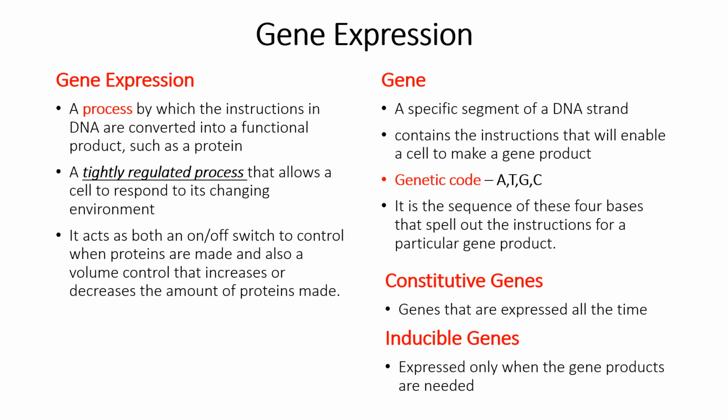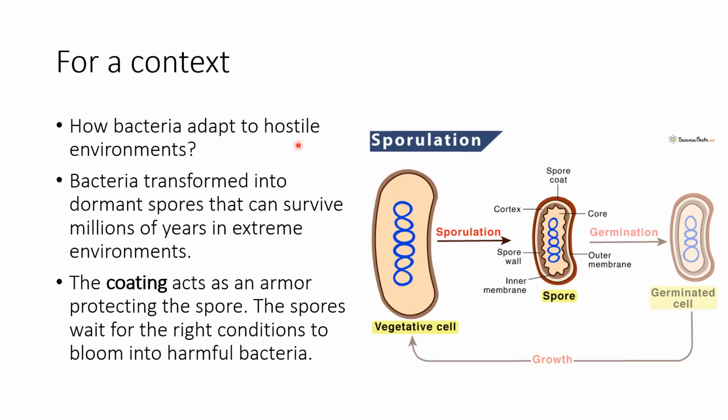So let's have some context on expression. Some bacteria adapt to hostile environments. When we say hostile, it could be physical modifiers, for example, too high or too low a temperature in the environment. So how do bacteria adapt to that particular environment? For example, bacteria transform into dormant spores that can survive millions of years in extreme environments.